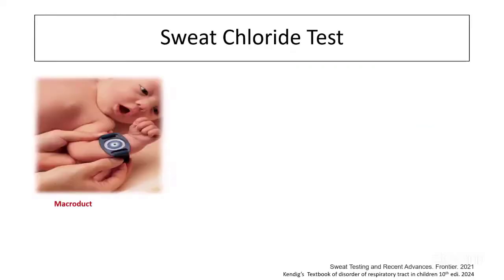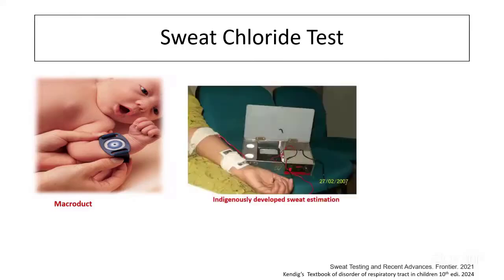Here we apply the advanced sweat chloride collecting system which is available in Western countries, known as the Macroduct system. But the problem is that this is very costly. One test requires 4,000 to 5,000 rupees, and the equipment itself costs about 20 to 30 lakh rupees. And because the disease is rare, we cannot perform it on a daily basis, so it is very costly in our setting. So at AIIMS New Delhi, equipment has been developed which costs less than 1,000.